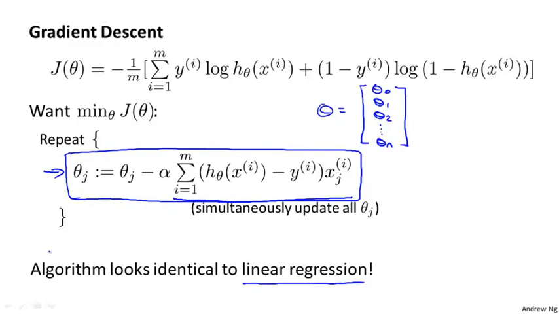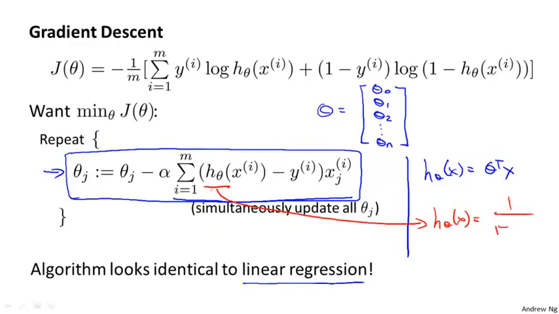So are linear regression and logistic regression different algorithms or not? This is resolved by observing that for logistic regression, what has changed is the definition of the hypothesis. Whereas for linear regression we had h of x equals theta transpose x, now the definition of h of x has changed and is instead 1 over 1 plus e to the negative theta transpose x. So even though the update rule looks cosmetically identical, because the definition of the hypothesis has changed, this is actually not the same thing as gradient descent for linear regression.